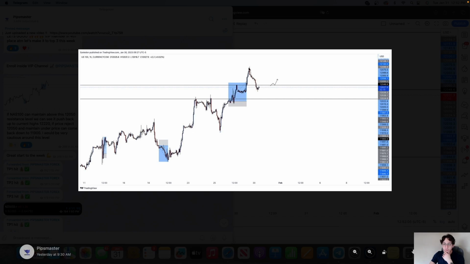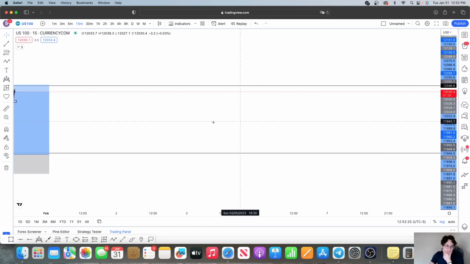So I was waiting to see if price can maintain above this resistance level, which is 12,050, and if price can maintain above this level, then I'll be taking a buy position. Or if price starts rejecting this area, then I'll be taking a sell position and targeting back down to this area, which I was also looking to take a long position from, since this is a very nice area of support.